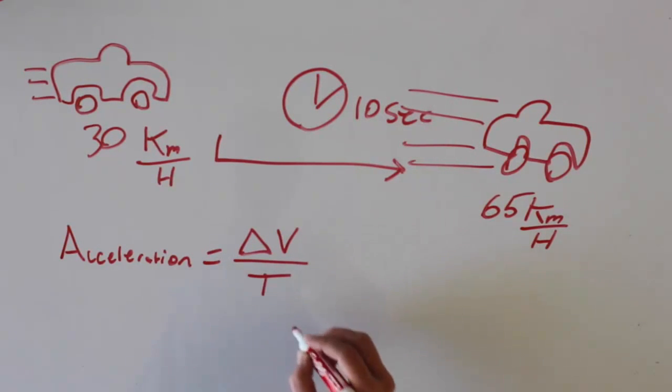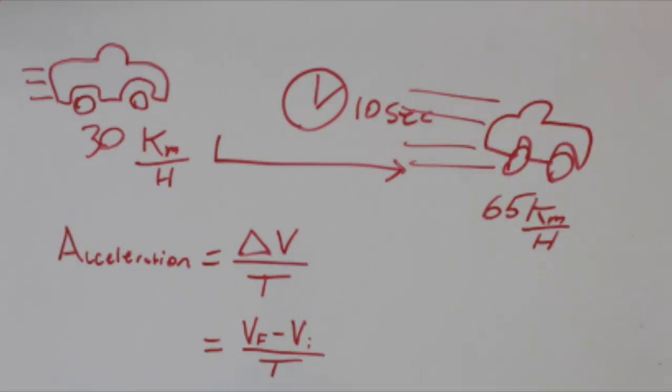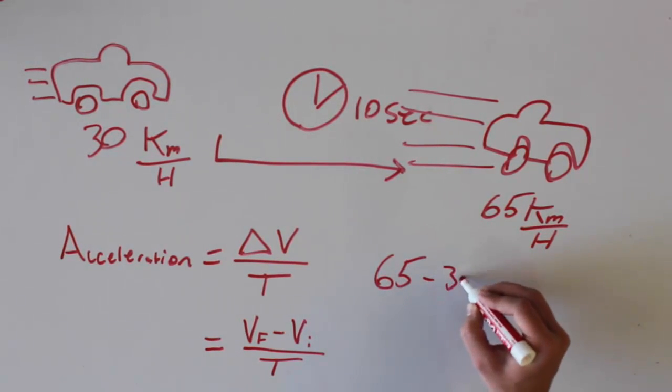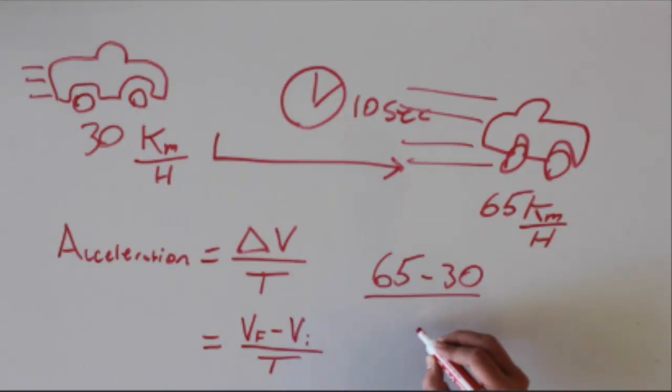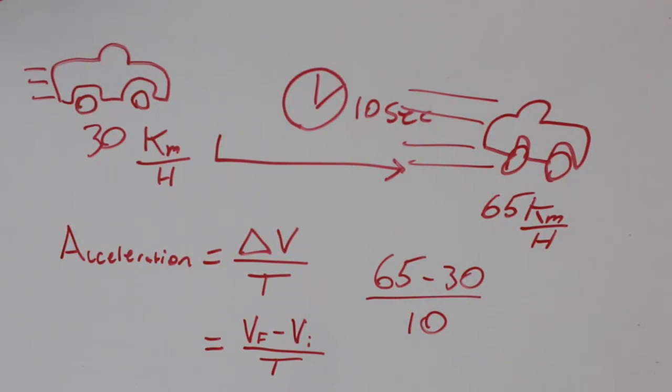Acceleration is change in velocity over time, so the units are displacement over time divided by time, or displacement per time squared. So Bill's car starts at 30 kilometers per hour and ends up at 65 kilometers per hour. So his change in velocity is the final velocity minus the initial velocity, or 65 kilometers per hour minus 30 kilometers per hour, or 35 kilometers per hour. And it took him about 10 seconds, so his acceleration is 35 kilometers per hour divided by 10 seconds.